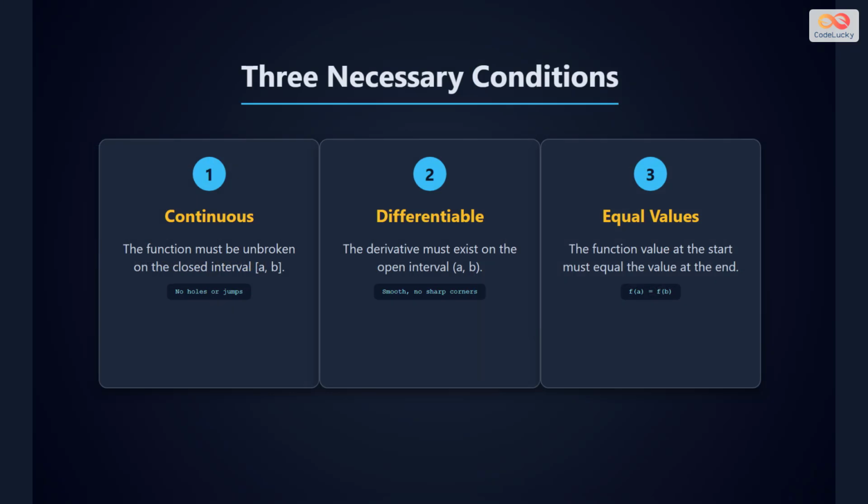For Rolle's theorem to work, we need to satisfy three strict conditions. First, the function must be continuous on the closed interval a to b, meaning there are no breaks or holes. Second, it must be differentiable on the open interval, meaning the curve is smooth with no sharp corners. And third, most importantly for this theorem, the value of the function at a must equal the value of the function at b.